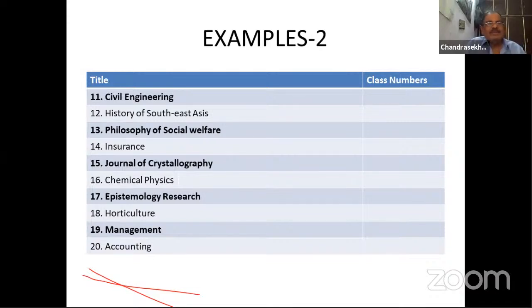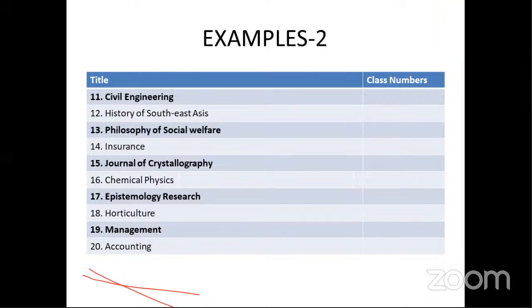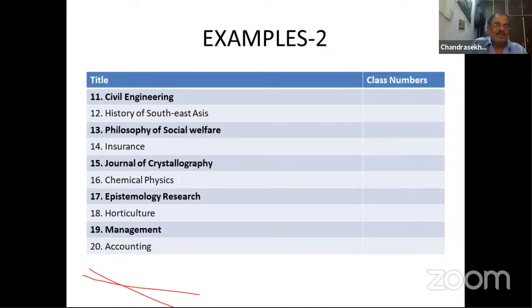So again, I am telling you, as librarians, we should not say just 624. So we should be very careful. Mostly in interviews, suppose you go for an interview and they ask you, you should not say just 624.